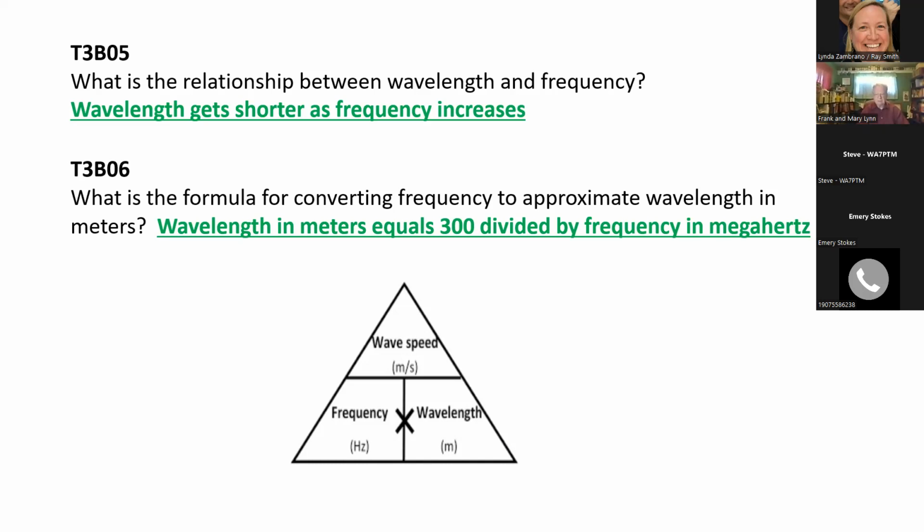Converting frequency to approximate wavelength: the wavelength in meters is 300 divided by the frequency, or you say 300 equals the wavelength in meters times the frequency in megahertz.